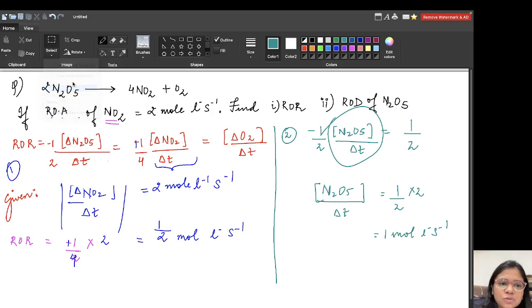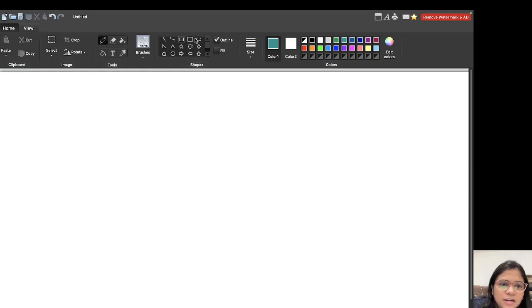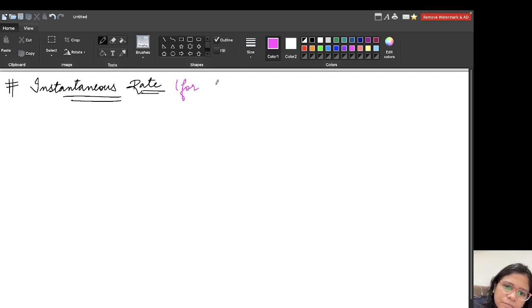The second thing which we need to study is your instantaneous rate. Same thing only, but instead of delta we are just writing d. Instantaneous rate is for very small delta t, a very small time interval.